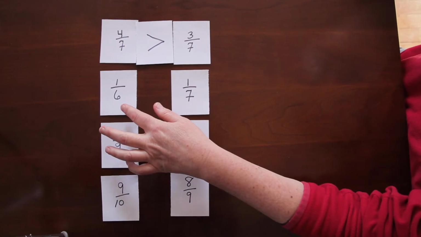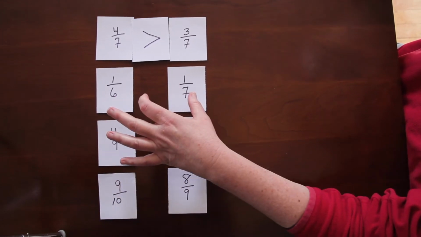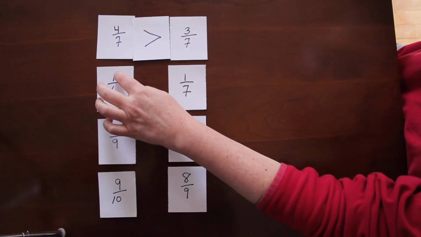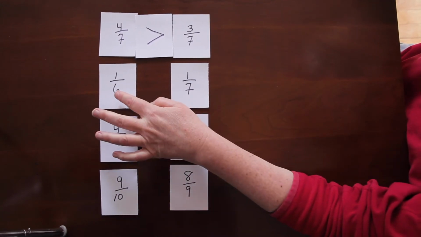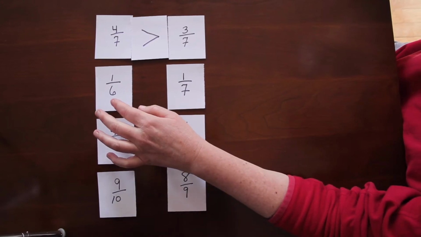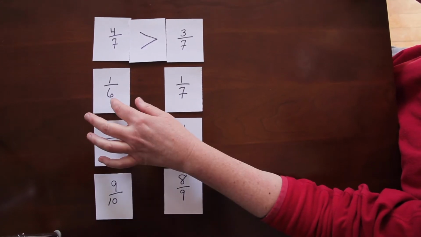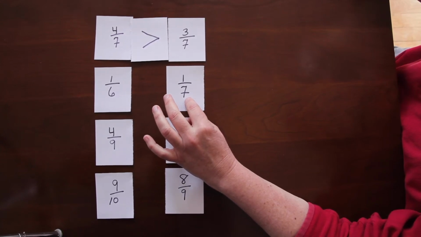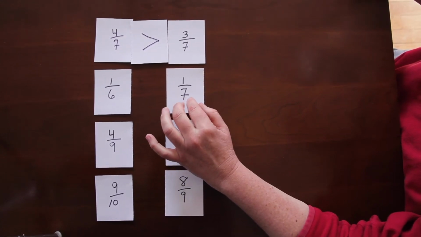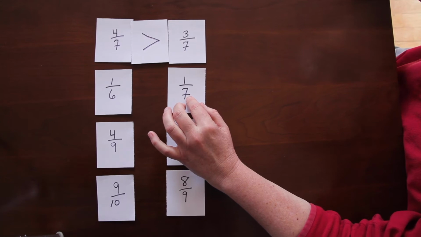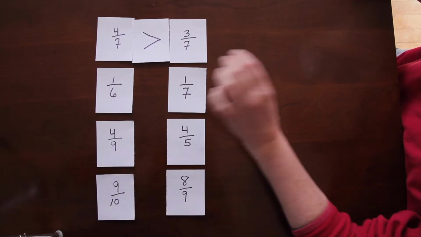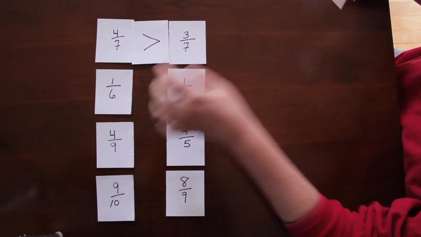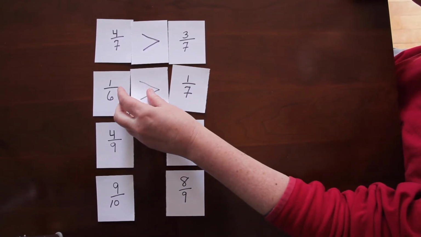In contrast, if we look at the next problem, we have 1/6 and 1/7. The pieces are not the same size. We have the same number of pieces, but they're different sizes. If you think about, say you have a pizza and you cut it into 6 pieces, and you have another pizza that's the same size, and you cut it into 7 slices, then the slices from this pizza will be smaller than the slices from here because there's more slices in that pizza. So therefore, 1/6 is going to be greater than 1/7.